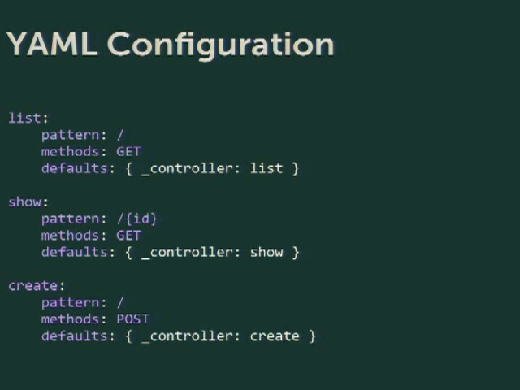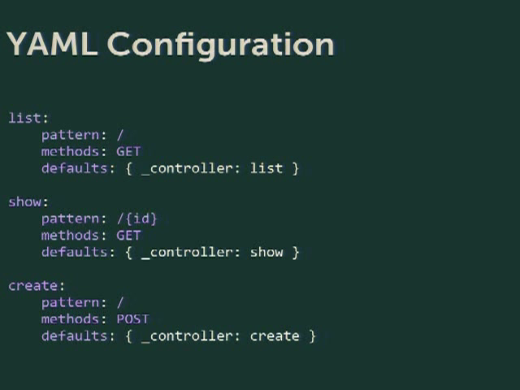Such a routing file could look like this. So defining routes will get much easier in this case. You simply have your routing names matched to a pattern. The routing component supports placeholders, that's these curly braces, inside your routing patterns that will be available later on to your controller.